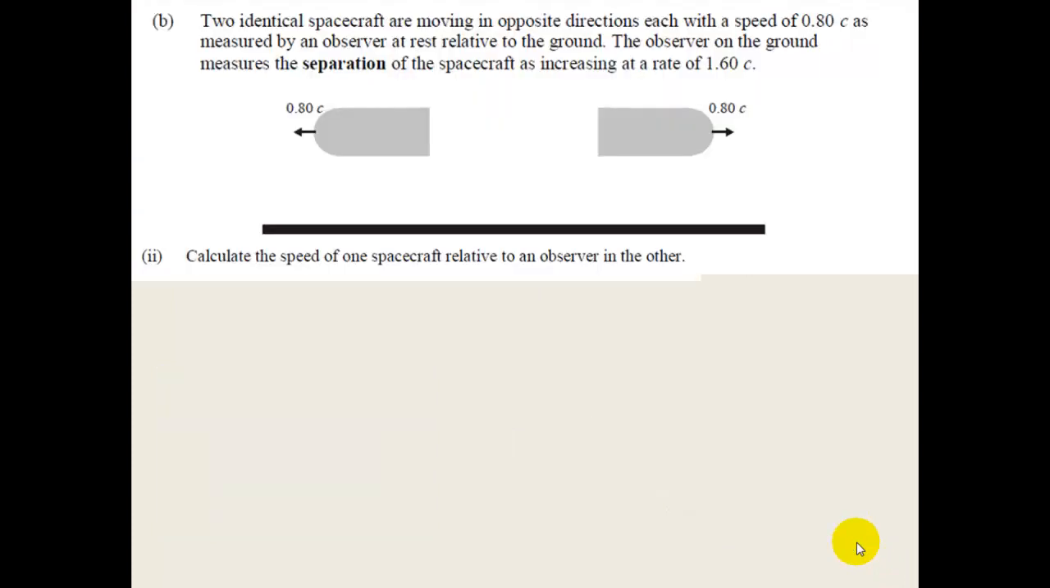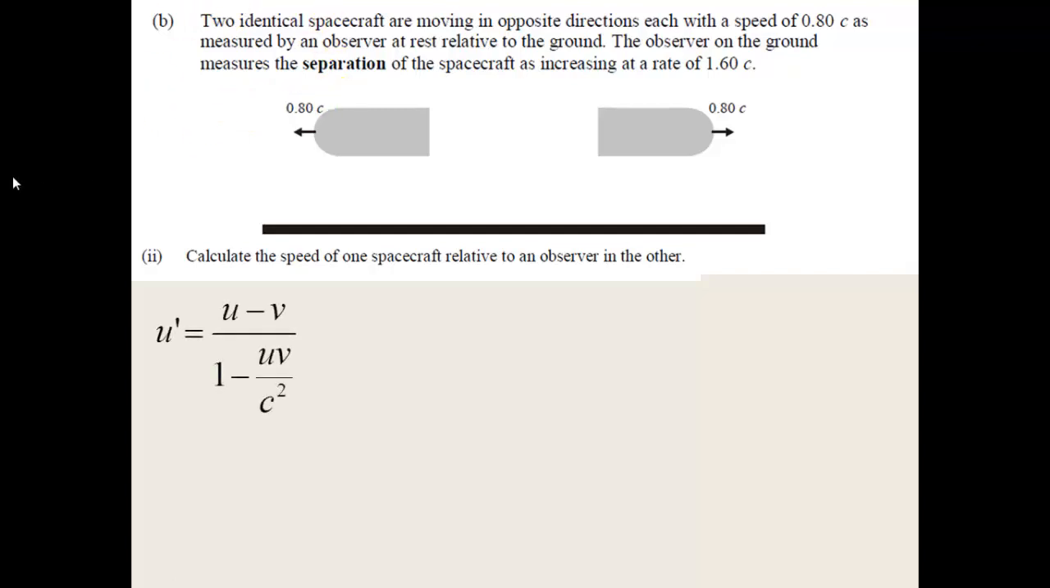Here is another question. You have a space rocket moving to the left at 0.8c, and another one moving to the right at 0.8c as well. An observer on the ground measures the separation as being 1.60c. That's fine, as long as any particular person doesn't measure something else that's going away from it at greater than c. So you calculate the speed of one spacecraft relative to an observer in the other.